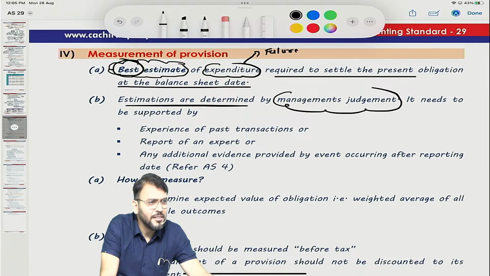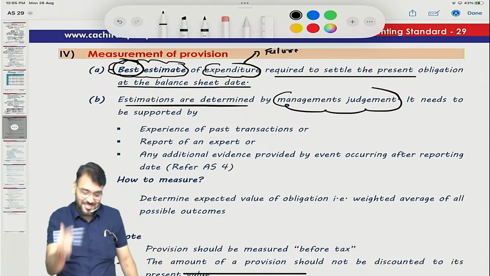Are you enjoying it? Where have we reached from where, sir? Where have we gone? We were thinking that we were in accounts class. This is a theoretical class. Correct? Okay, fine.